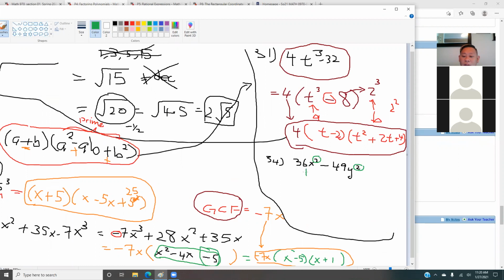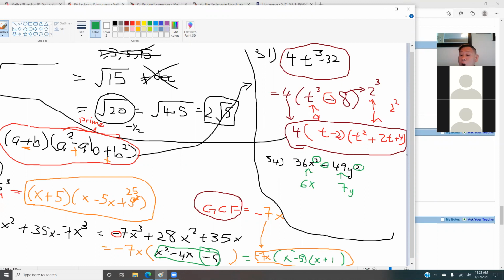So what is the perfect square root of 36x squared? What times what is 36x squared? 6x. And what times what is 49y squared? 7y. Don't forget the y because you have x and y. And because it is a perfect square, there's a minus sign in the middle.